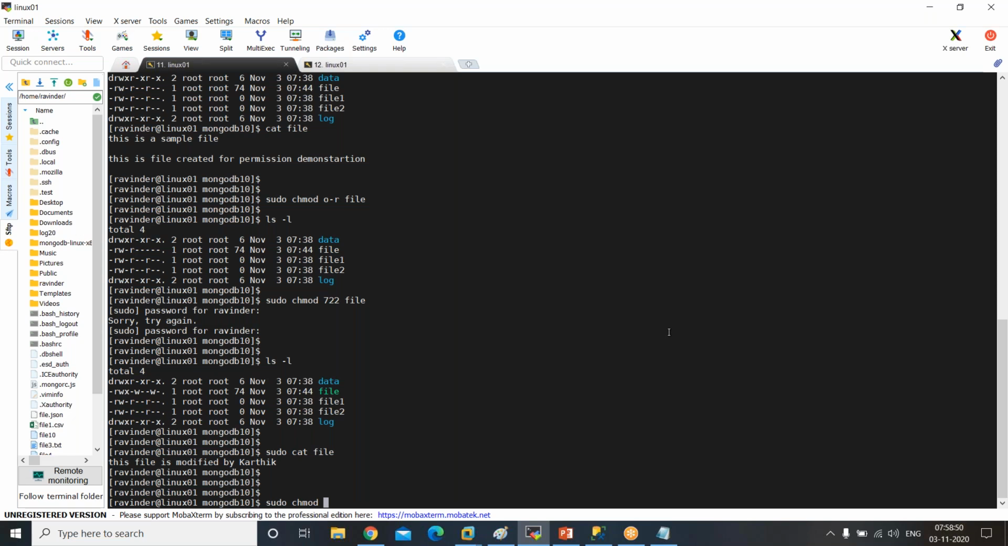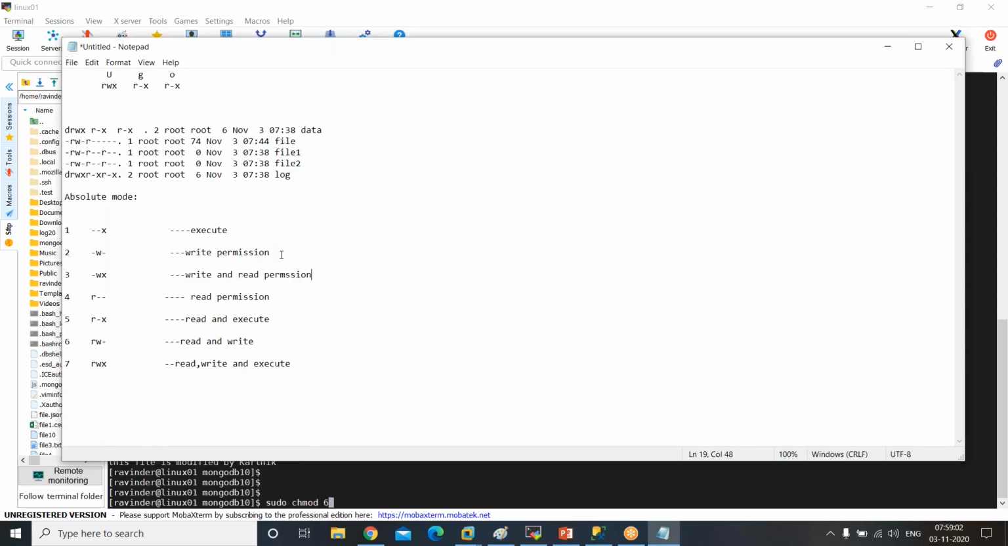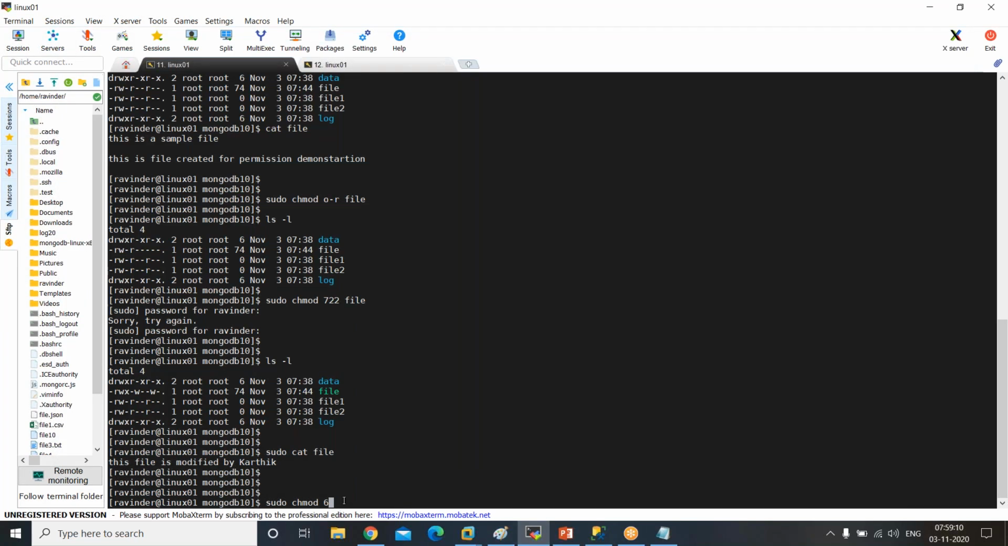Tell me the numbers. Owner should get the read and write. Read means 4, write means 2, so 6. See, you always remember this. These three, if you remember, you can get all combinations. 1 means execute, 2 means write, 4 means read. So for owner, first part, I am asking, owner should have read and write. Read is 4, write is 2, 6.